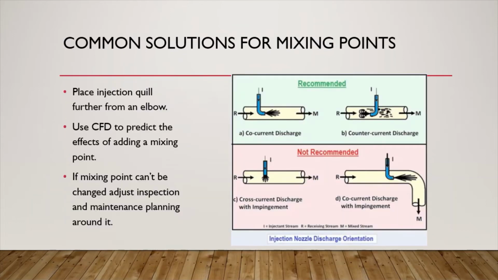Common solutions for this is to place a mixing point further upstream from a turn in the piping. Simulating results of the CFD software to find the best possible placement of the mixing point, and if the mixing point cannot be changed, then you could update the frequency of inspections on that section of piping to keep a closer eye on the rate of corrosion.